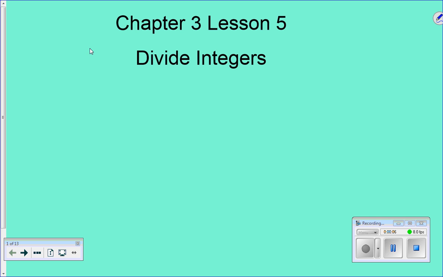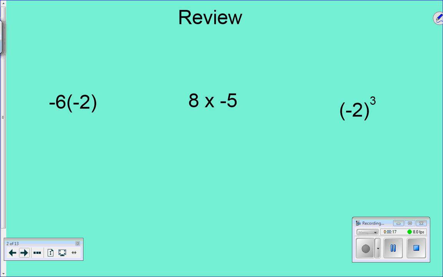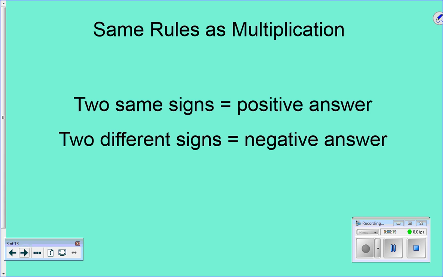Okay, so here's the good news. Dividing integers and multiplying integers have the same rules. So that's all you really need to write for this page: it has the same rules as multiplication. It has the same exact rules.